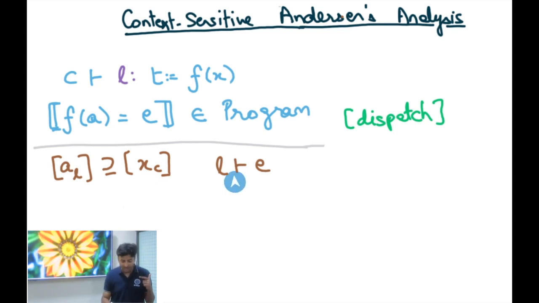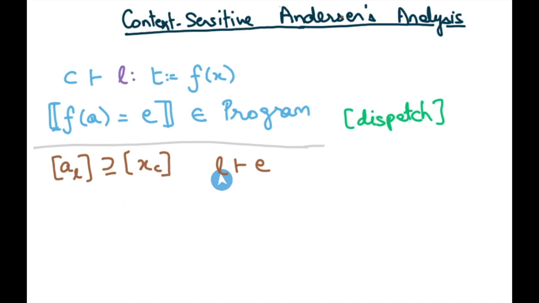Moreover, we add another conclusion. So there are two conclusions because of a function call. The second conclusion is that the body of F can be analyzed in context L. And this property can now be used while we are analyzing the body of F.